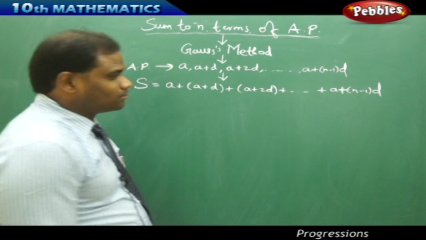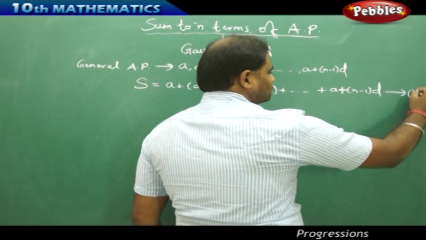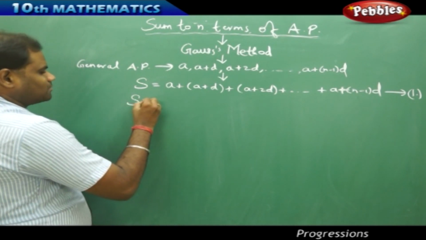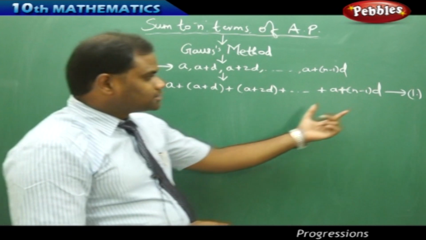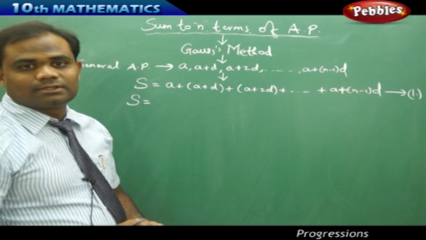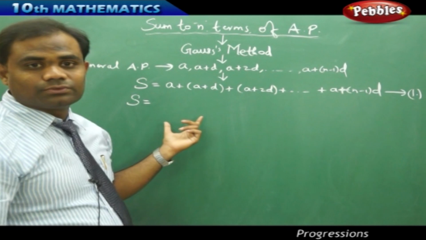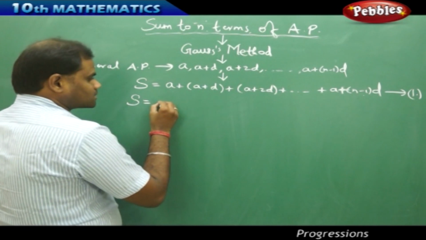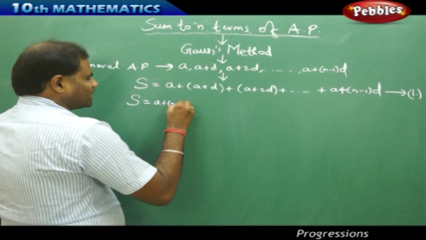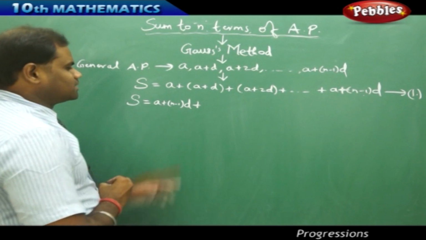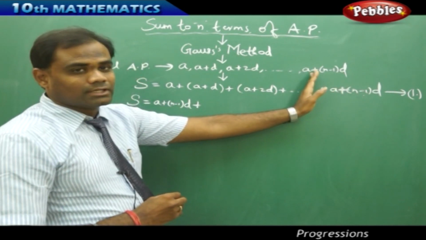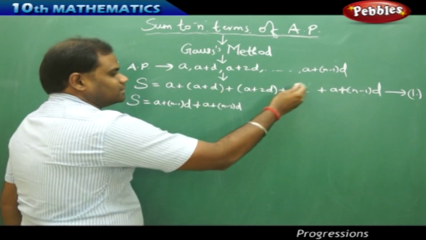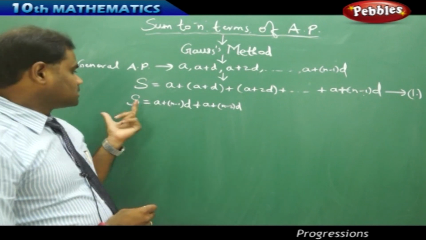In order to derive the formula, I take this as equation 1, and then I retake s, but in the second case I arrange the terms from last to first. Therefore, the last term becomes the first term here. So I get a plus n minus 1 times d as the first term, and then the term before this, a plus n minus 2 times d, will be the second term of the second expression.